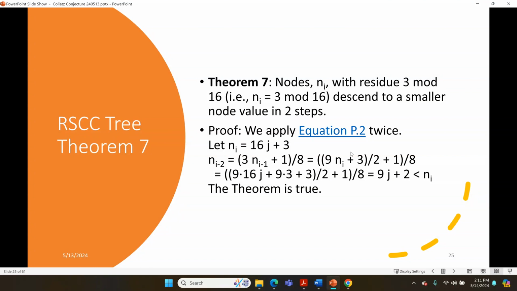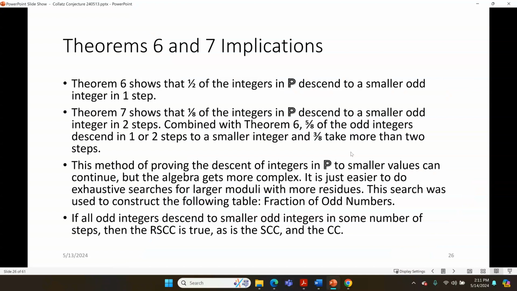So theorem 6 basically says that half of the integers in P descend to a smaller odd integer in a single step. Theorem 7 shows that 1/8 of the integers in P descend to a smaller odd integer in 2 steps. Combining theorems 6 and 7, you get 5/8 of the odd integers descend in 1 or 2 steps to a smaller integer, and 3/8 of the odd integers take more than 2 steps.